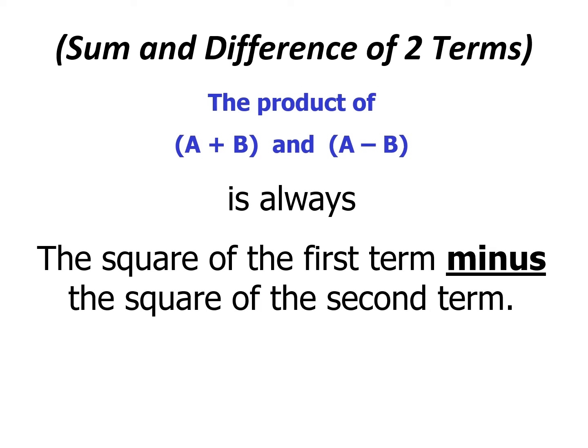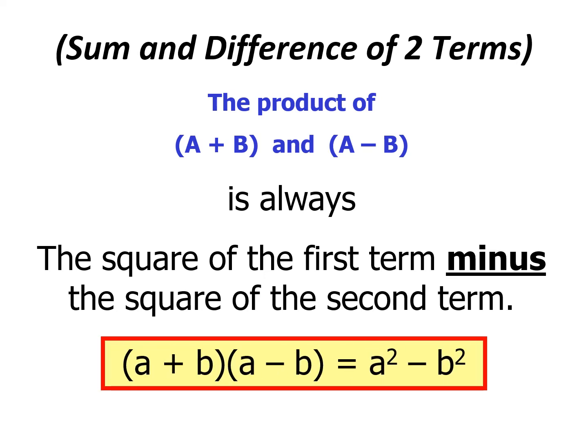This will then lead us to a conclusion that the product of the conjugates, the quantity of a plus b times the quantity of a minus b, is always the square of the first term minus the square of the second term. I repeat, the square of the first term minus the square of the second term. So that means to say it will never be plus. It will never be a sum. The product of the quantity of a plus b and the quantity of a minus b will always be the difference of two squares.